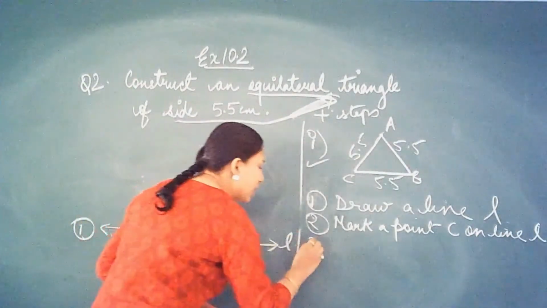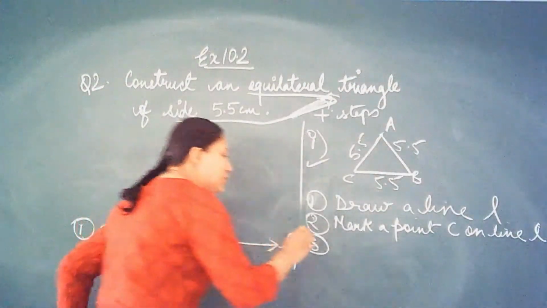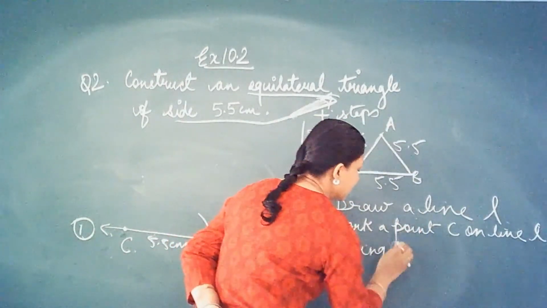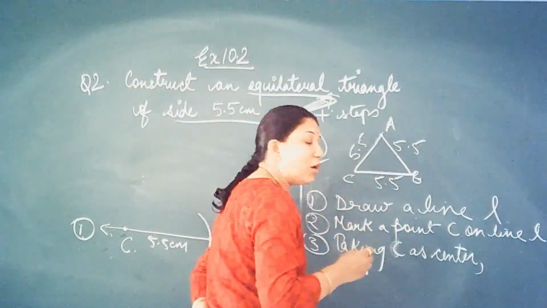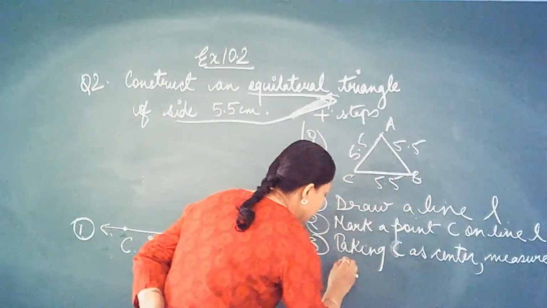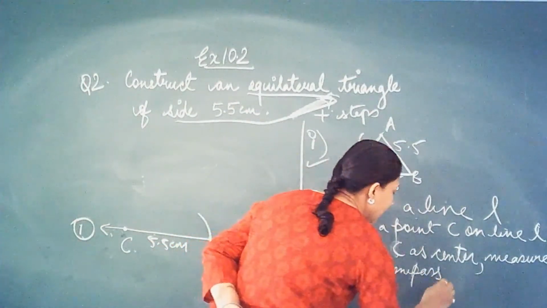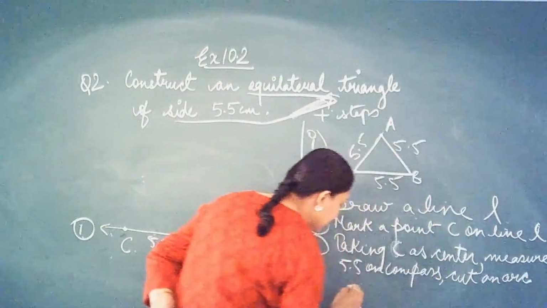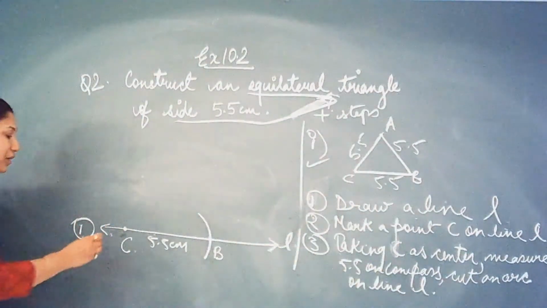Now, what we have done? We have taken point C as center. So, taking C as center, and on radius how much we have drawn a line? Measuring on compass 5.5, measure 5.5 on the compass, and cut an arc. Where are we cutting this? On line C. Okay? On line C.